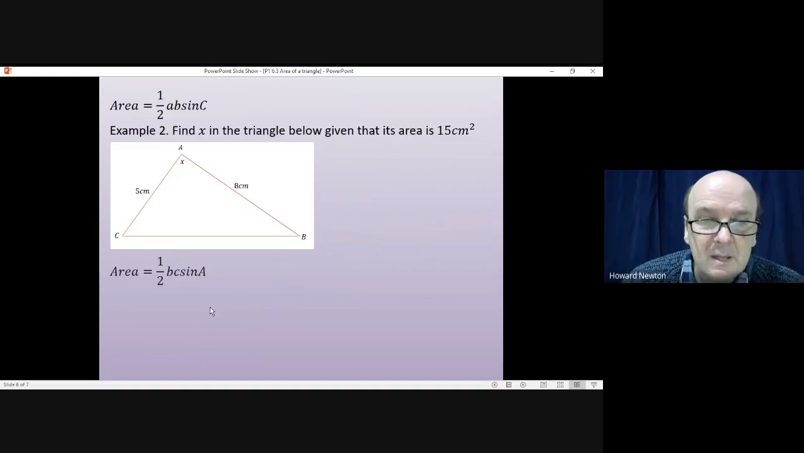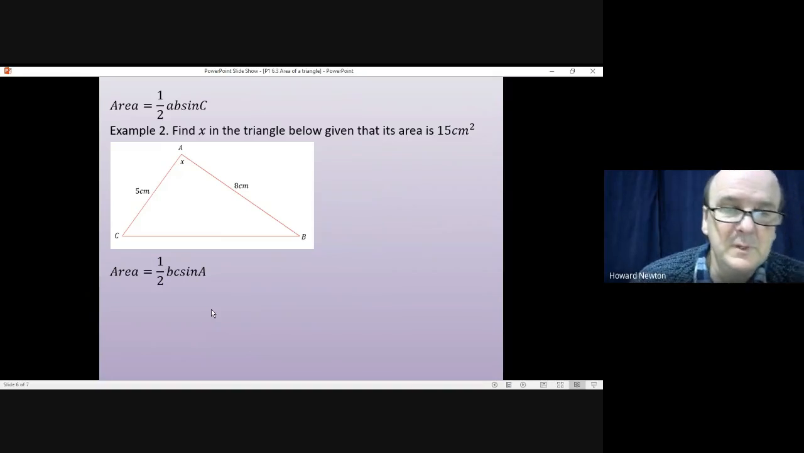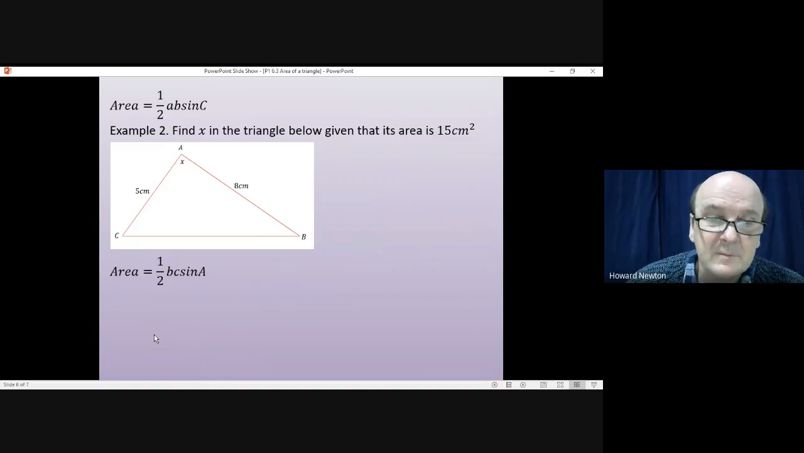Okay, this time the version of the formula we're using is slightly different just because of the information we've been given. We know the length of side B, the length of side C, and it's the size of angle A that we want to know. So we've chosen to rewrite the formula as the area equals a half B times C times the sine of A. We know three of those four things, so we substitute those three things in. We know the area is 15, we know the length of B, we know the length of C.